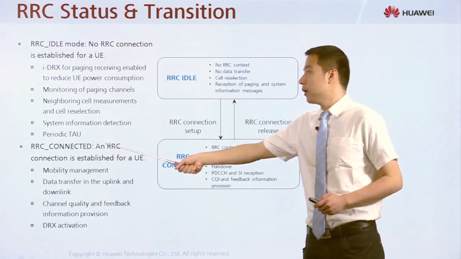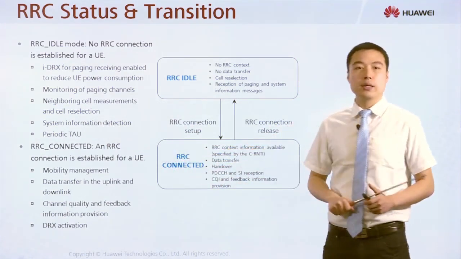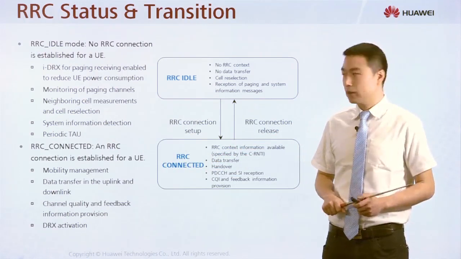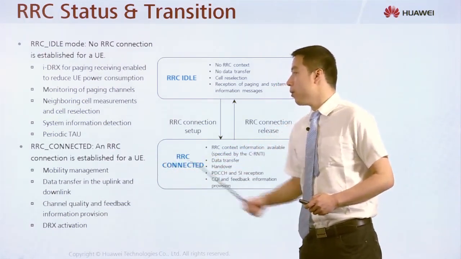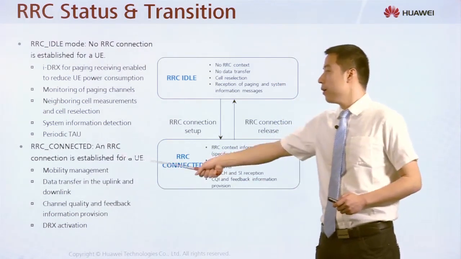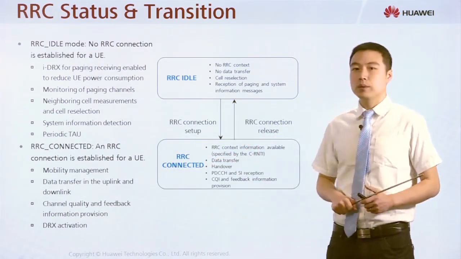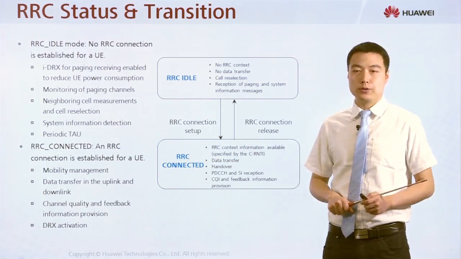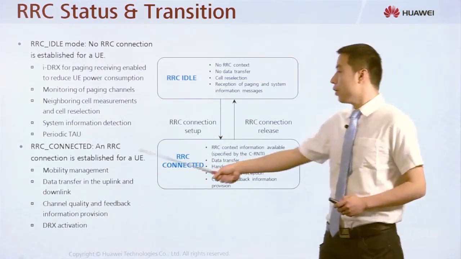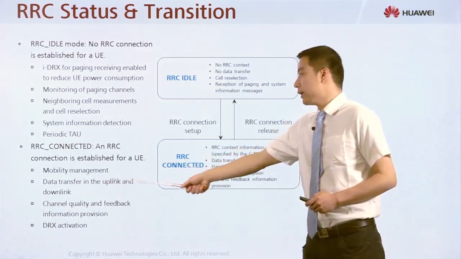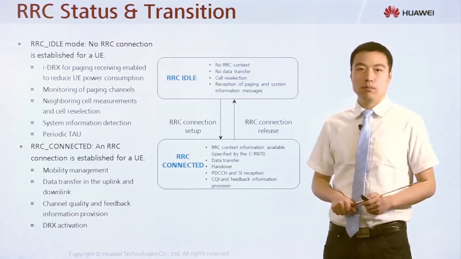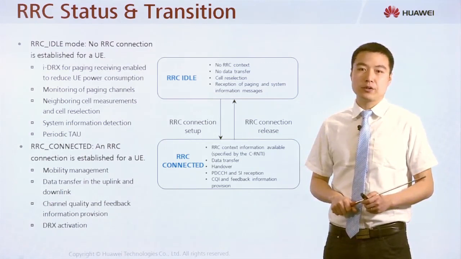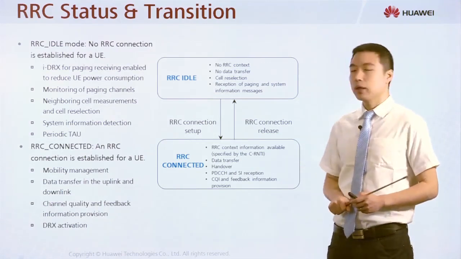In the connected mode, the UE and the eNode B have a connection. And the UE will perform these actions. For example, mobility management. Here, mobility management means the handover procedures. And also, data transfer in the uplink and the downlink. Those are the very common actions for the connected mode.